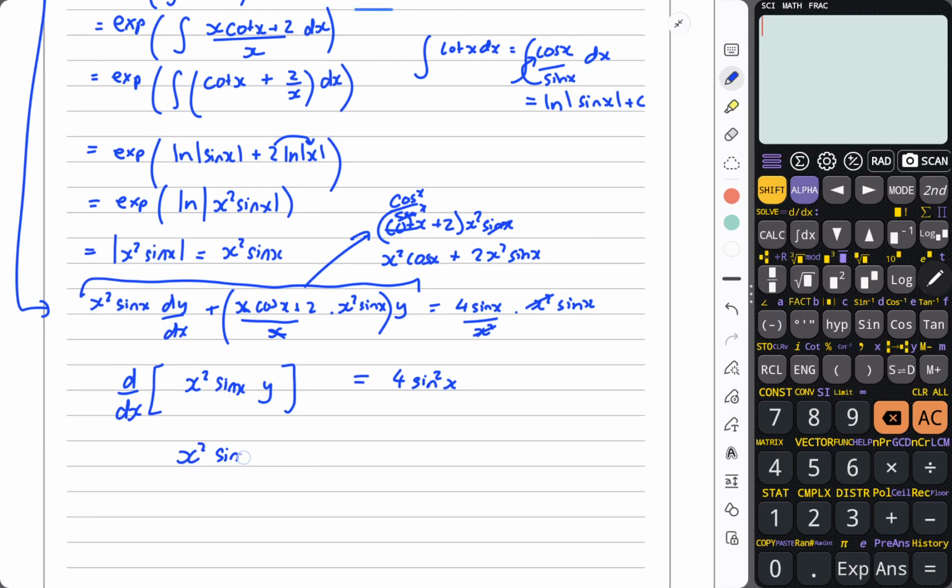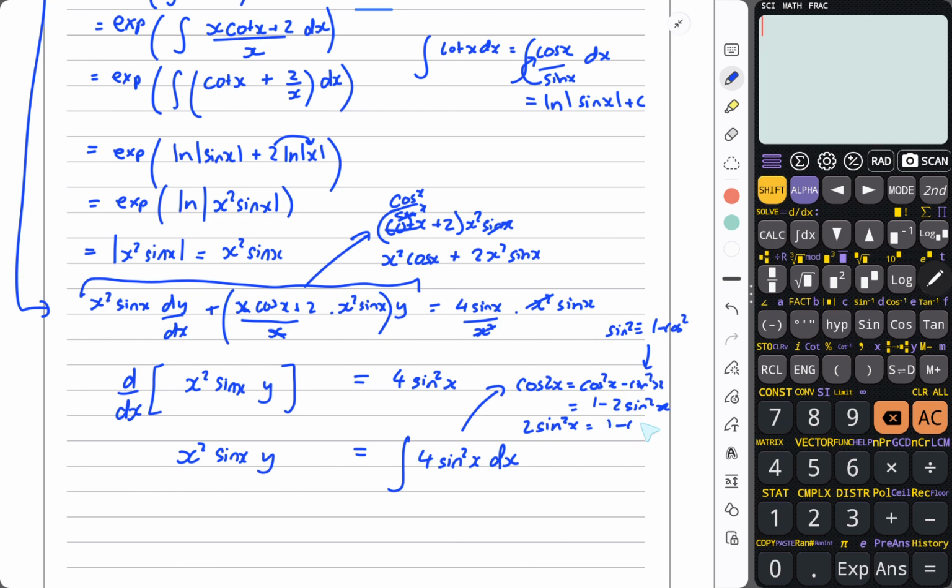So I know that x squared sine x times y must therefore be equal to the integral of 4 sine squared x. Now, remember, we need to integrate sine squared, we need to look at the double angle formula. So cos 2x is cos squared x minus sine squared x. And that's going to become 1 minus 2 sine squared x when I substitute in that cos squared is 1 minus sine squared. So then 2 sine squared x is going to be equal to 1 minus cos 2x. I've actually got 4 sine squared x, so that's going to be equal to 2 minus 2 cos 2x.